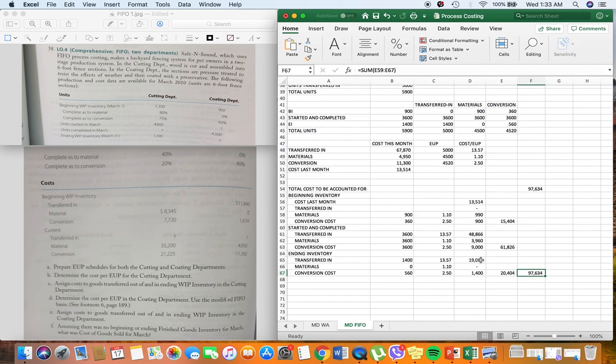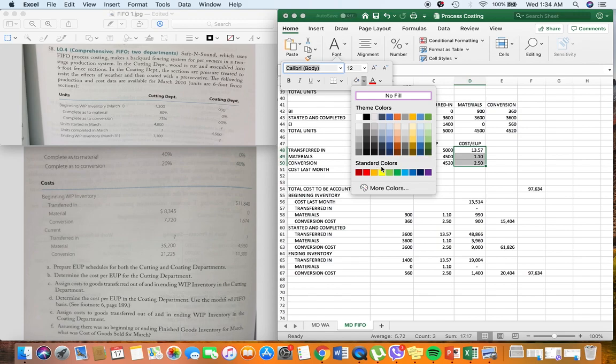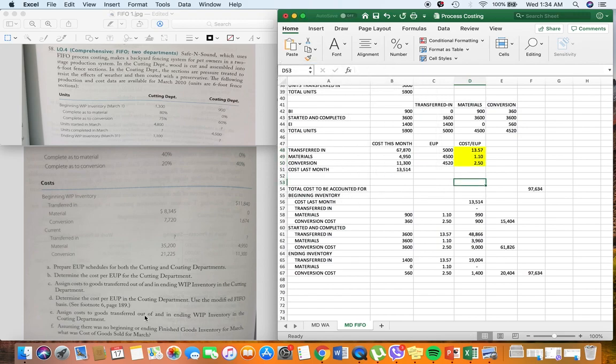So, first, actually letter A, EUP schedule for the coating department. We're already done with that. Ito po yun, this one. Okay? And then, letter D, compute for the cost per EUP in the coating department using the modified FIFO basis. So, this is our cost per EUP. Okay? Next, assign cost to the transferred out and ending inventory in the coating department.